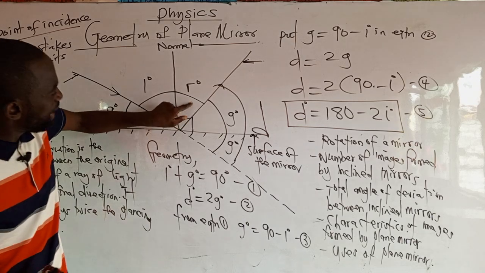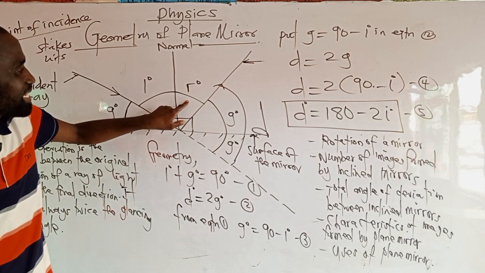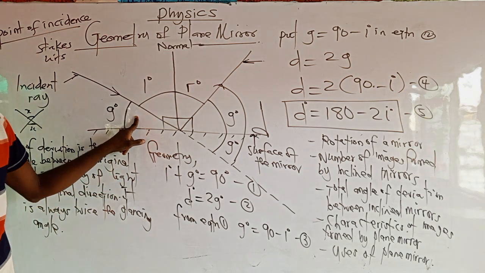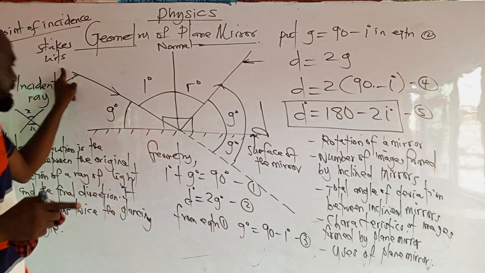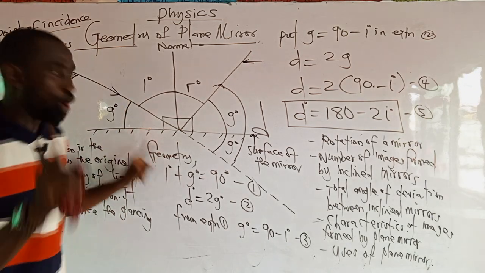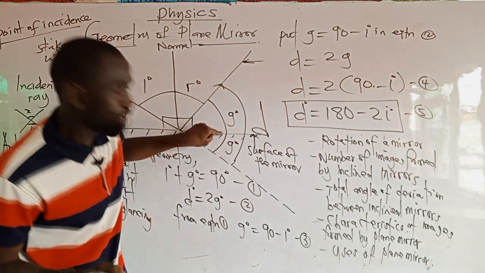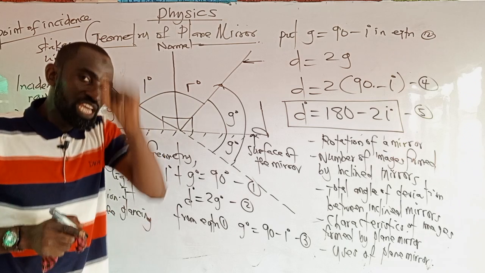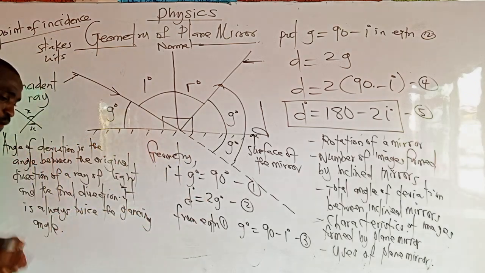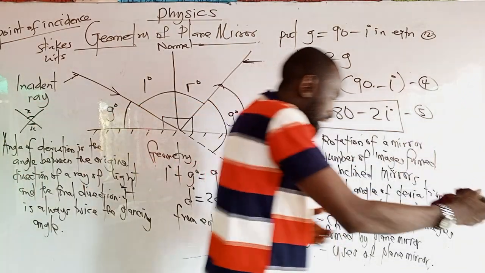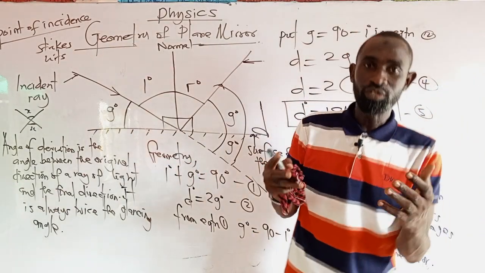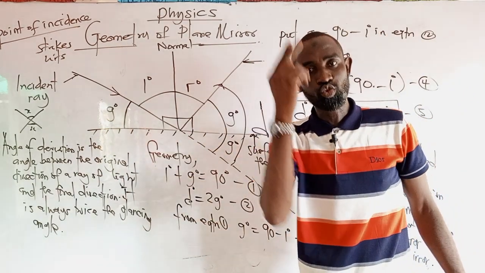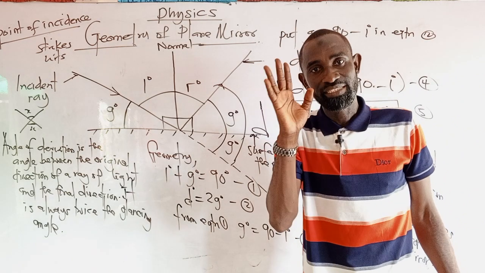Alright? We said the angle of incidence is the angle between the normal and the incident ray. Angle of reflection is the angle between the normal and the reflected ray. We said glancing angle is the angle formed between the incident ray and the surface of the mirror, or reflected ray and the surface of the mirror. Are you with me? We now say angle of deviation. Angle of deviation is the angle formed between the original direction of the ray of light and the final direction. We have said our angle of deviation is always twice glancing. It's a fact, always twice glancing.